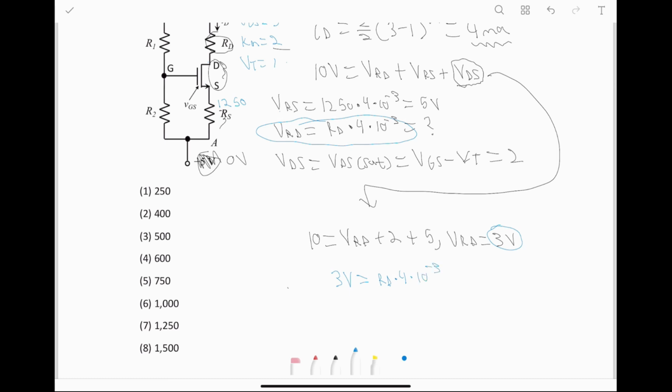So basically, RD must be equal to 3 over 4 times 10 to the third, which is equal to 750 ohms, which is answer 5.